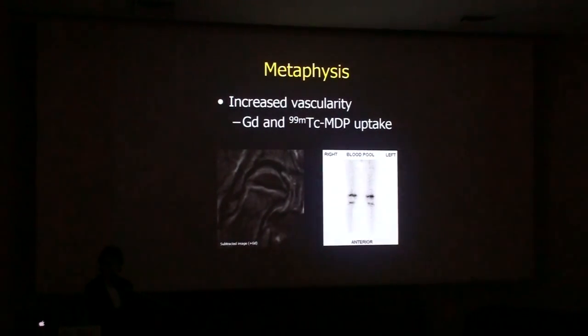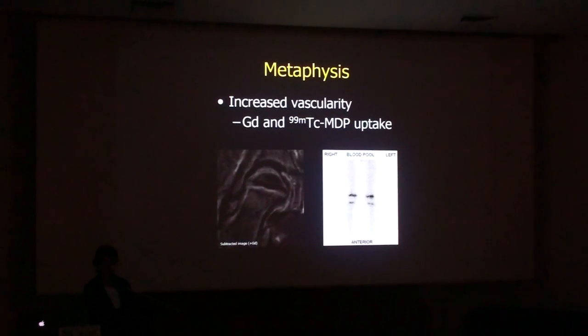The metaphysis, as we can see, is very vascular, and this is reflected in the imaging. On your left is a gadolinium enhanced image. A subtracted image shows us only where the contrast is going, and we can see an area of increased vascularity in the metaphysis. And similarly, on the blood pool image, we can see that the agent is taken up in the metaphyses.